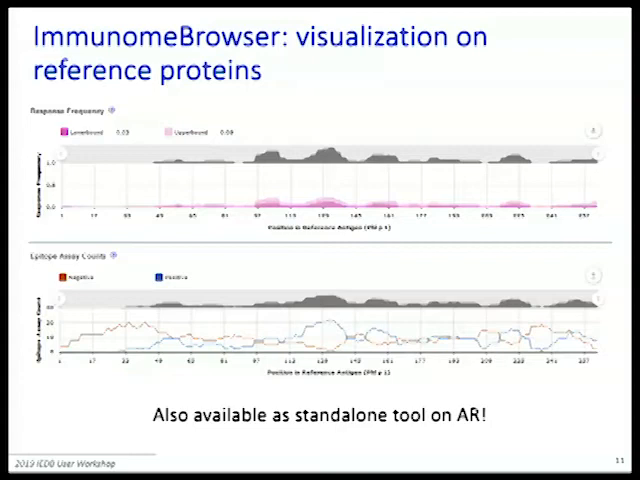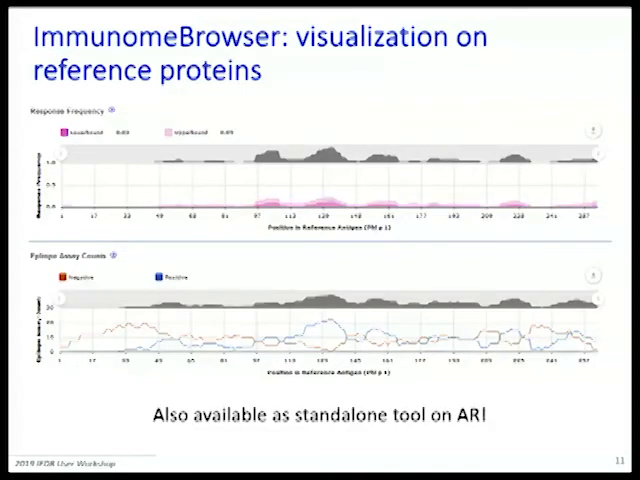And so this tool is available, as I mentioned, from the Antigens tab on demand. You just click it, but there's also a standalone version on our analysis resource where you can create these graphs by providing your own sequences, your own data, basically.